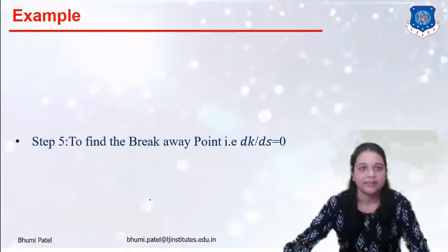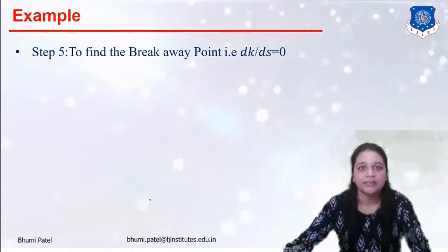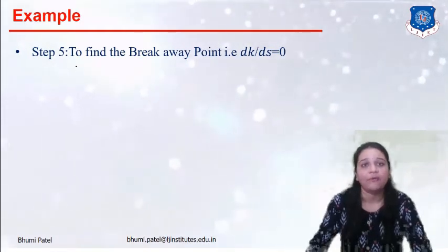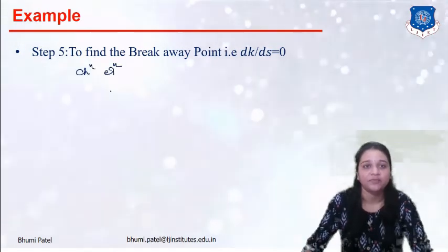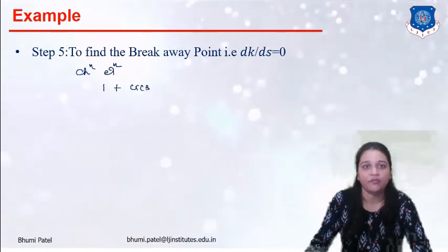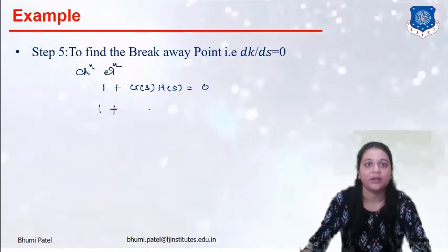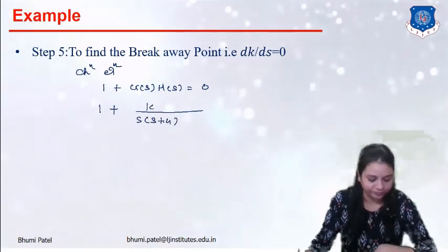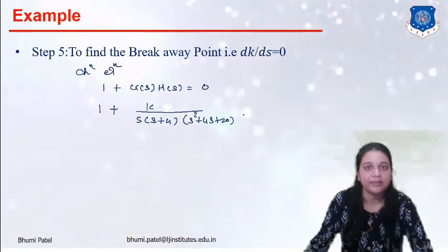Okay, now the next step is to find out the breakaway point, that means dk by ds is equal to 0. First of all, we have to write down the characteristic equation for this particular transfer function. The characteristic equation is nothing but 1 plus G(s)H(s) is equal to 0. So our equation is 1 plus k upon (s plus 4) into (s square plus 4s plus 20) is equal to 0.